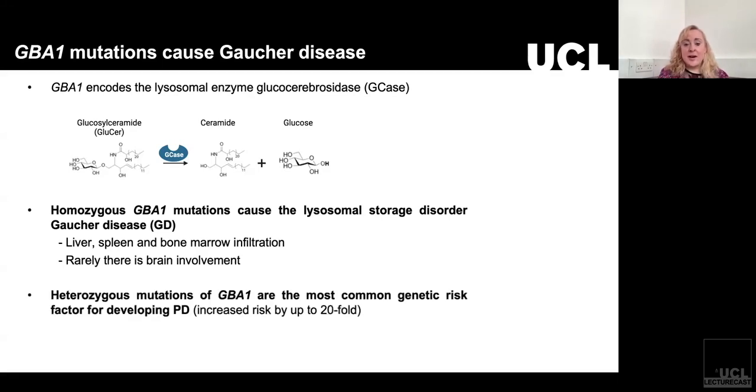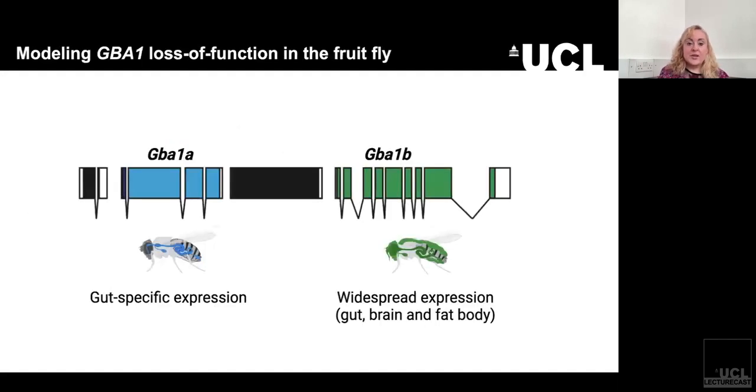Now, one of the reasons I became particularly interested in this gene was because in recent years it has become established that heterozygous mutations in GBA1 are the commonest genetic risk factor for developing Parkinson's disease, conferring approximately 20-fold increased risk. So in order to study how GBA1 loss of function causes neurodegeneration, I previously developed a fruit fly model of GBA knockout.